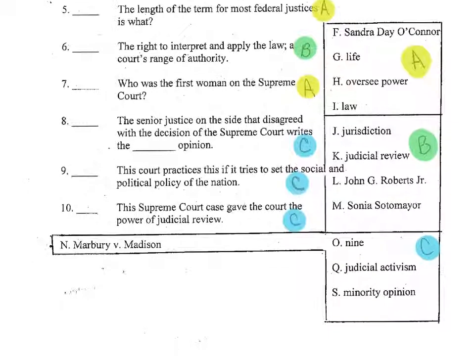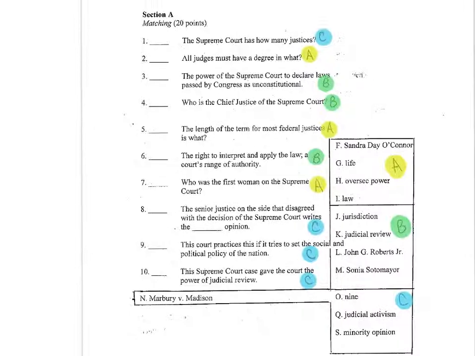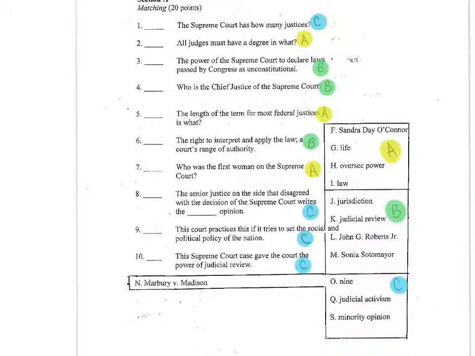Now for the C group. Your choices are N, Marbury versus Madison, O, 9, Q, judicial activism, and S, minority opinion. And this applies to question 1, and then 8, 9, and 10. So let's look at number 1. The Supreme Court has how many justices? How many justices are on the Supreme Court?